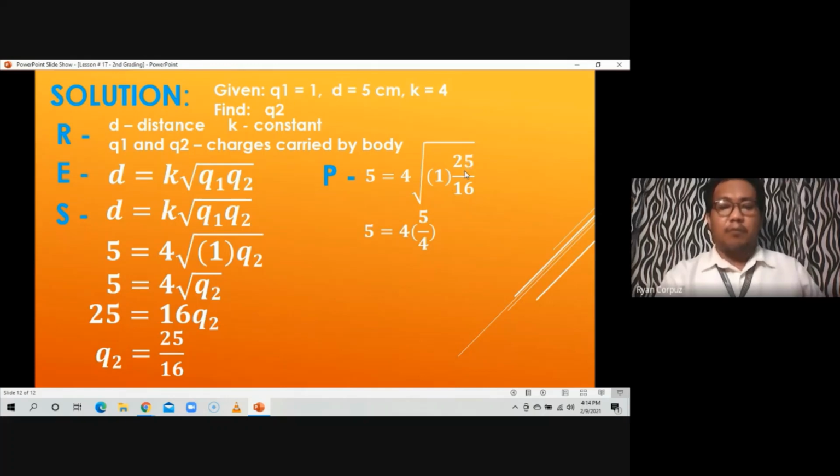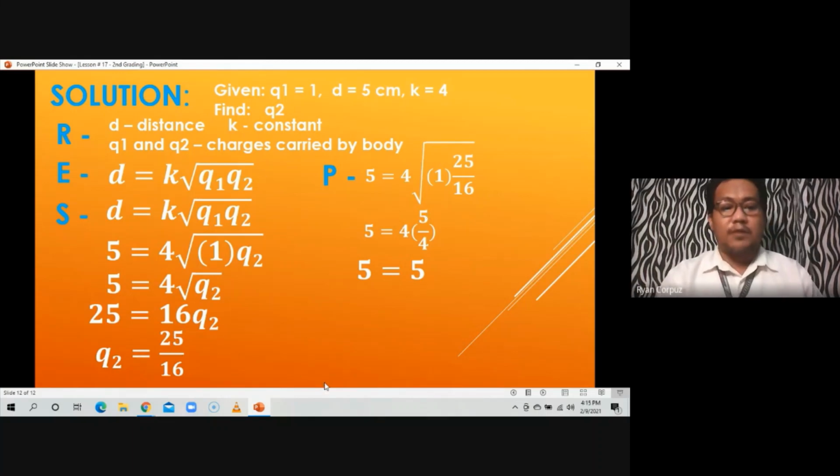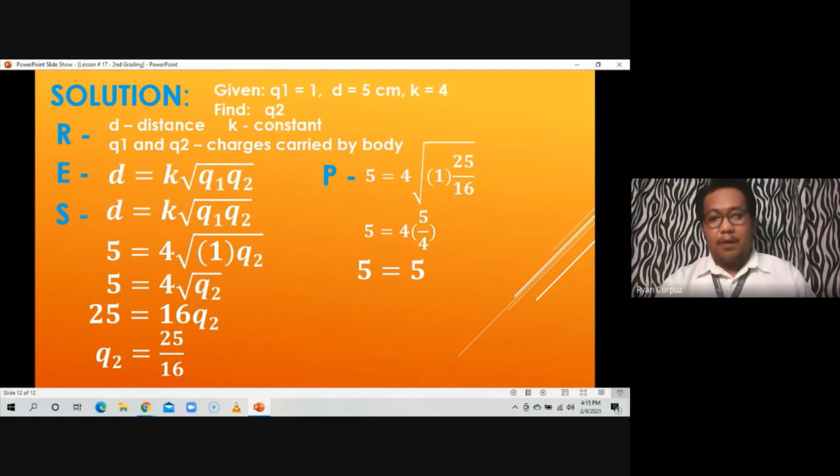And 25 and 16 are both perfect squares. When you get the square root, the square root of 25 is 5, and the square root of 16 is 4. So you have 4 times 5/4. You can cancel out the 4 here, so what remains is 5. So that will come up with 5 equal to 5. That means the value of Q sub 2, 25/16, is really the value that we are looking for in the problem. So let's proceed now to our conclusion.